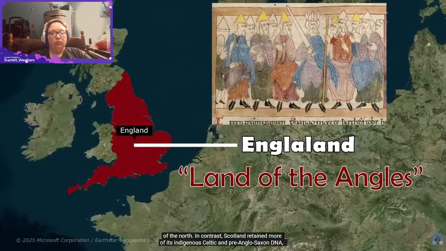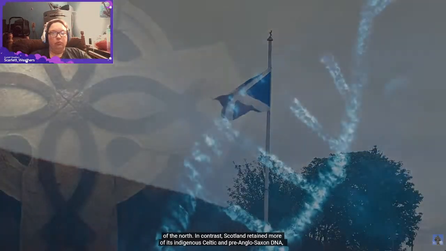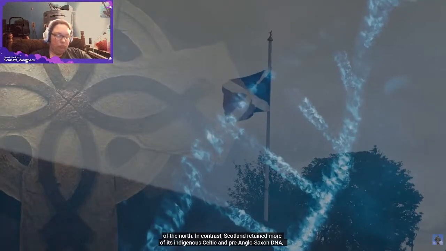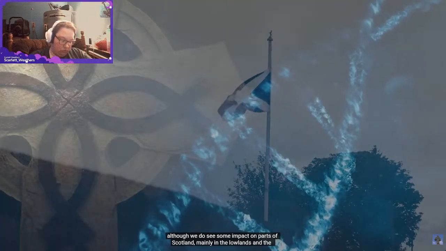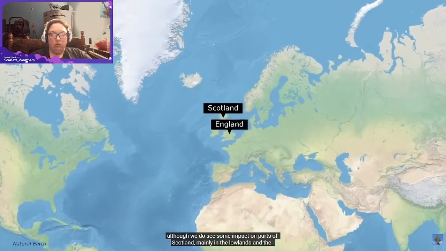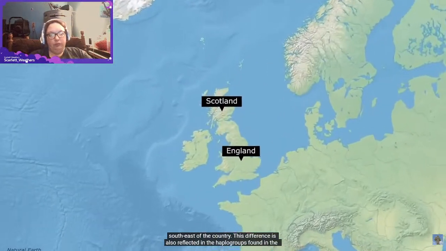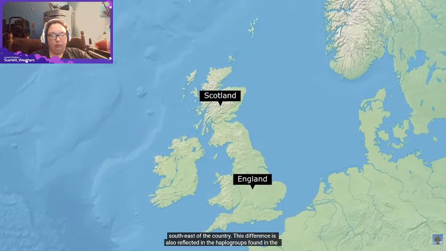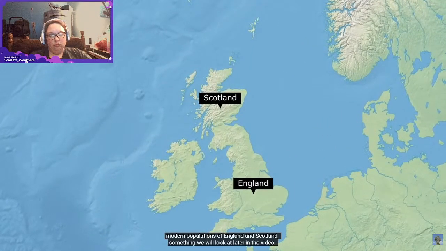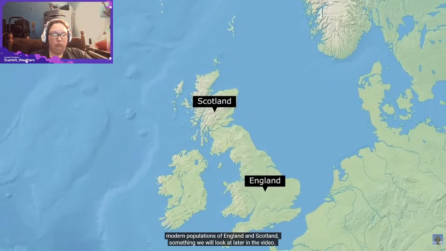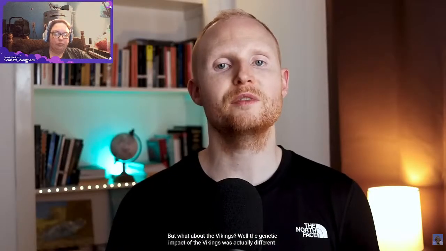In contrast, Scotland retained more of its indigenous Celtic and pre-Anglo-Saxon DNA, although we do see some impact on parts of Scotland, mainly in the lowlands in the southeast of the country. This difference is also reflected in the haplogroups found in the modern populations of Scotland and England, something we will look at later in the video.